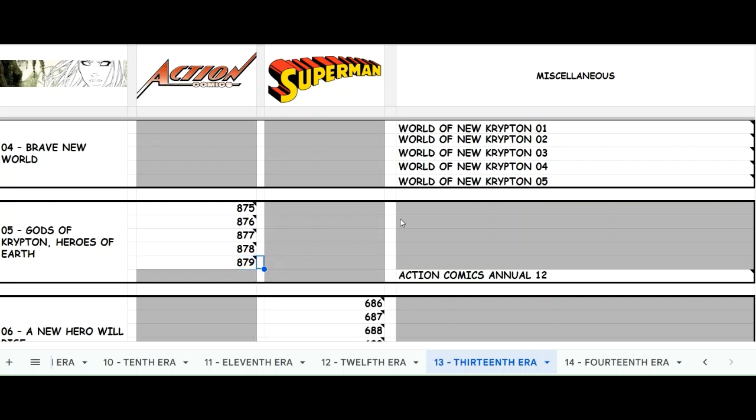This issue ends by saying to be continued in World of New Krypton 6 and also Codename Patriot Part 1. Ignore both of those. What I would read next is Action Comics Annual 12. This doesn't have a triangle number, it just has an S in the shield on the cover instead, but it does seem to fit well here.